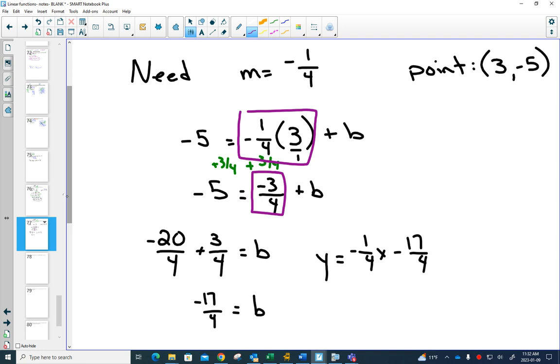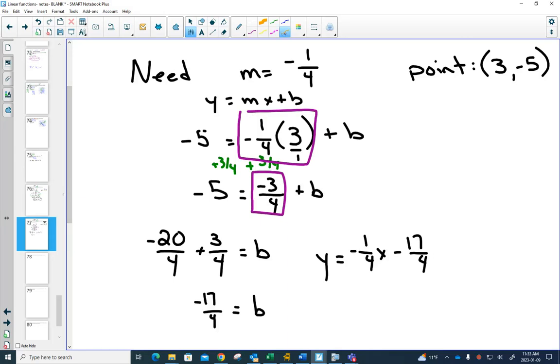So using the y equals mx plus b method, you have to find out what b is. Notice how I plugged everything into y equals mx plus b. I knew m and I knew a point, so I could plug the point in for x and y, and I plugged in the m for m. And then the only thing I didn't know was b.